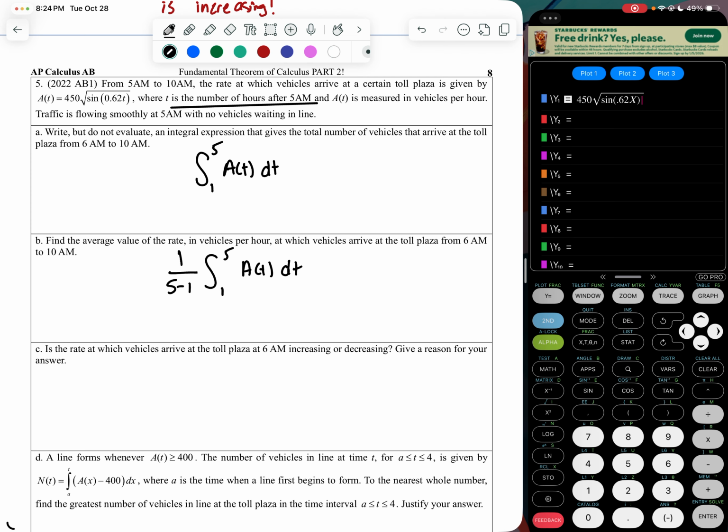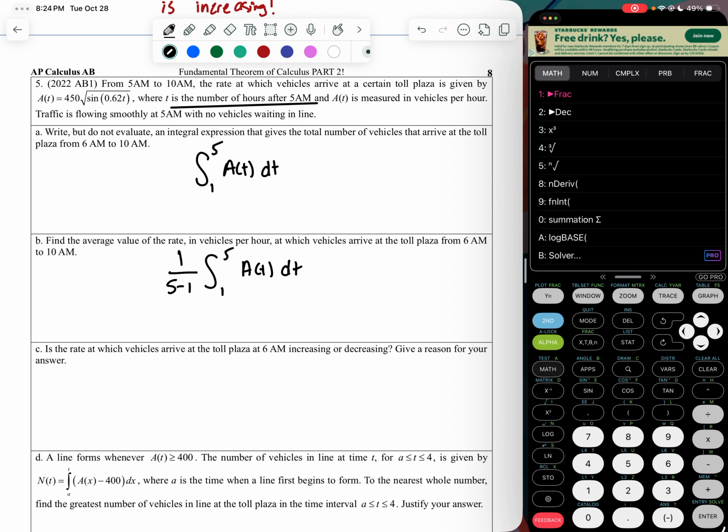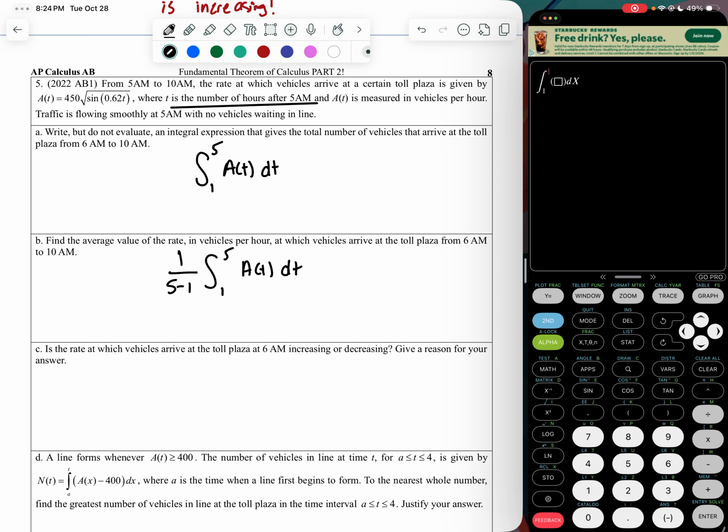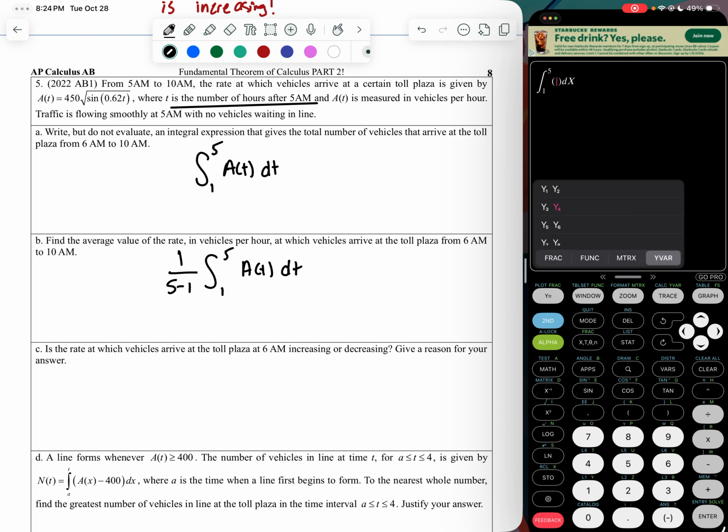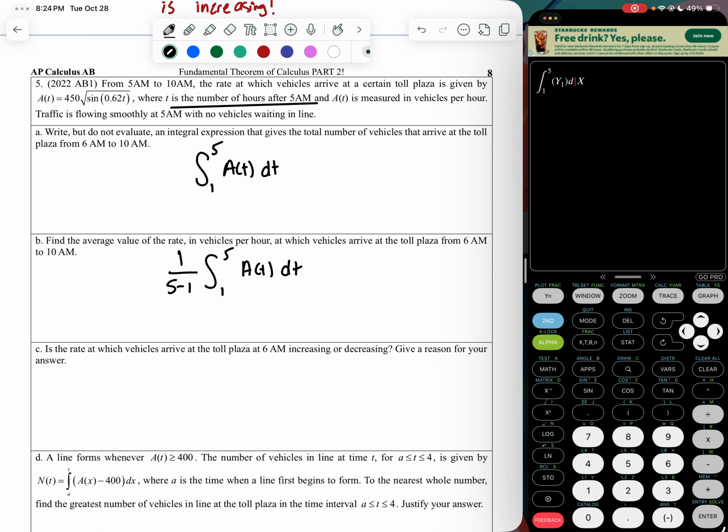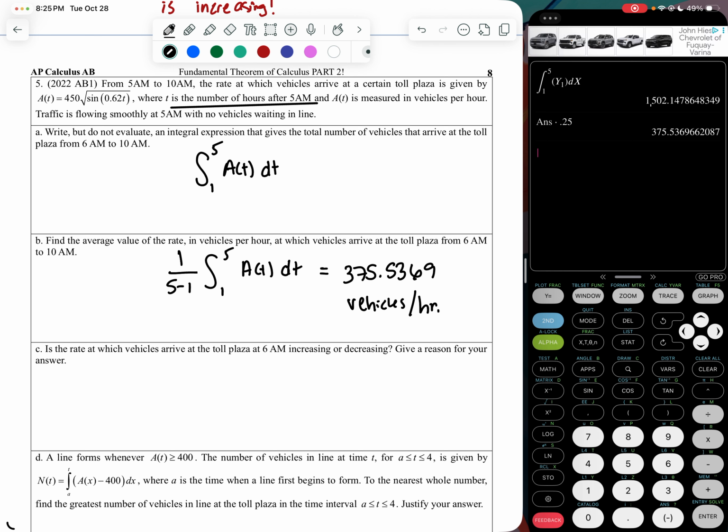So we are going to use the numerical integral, from 1 to 5, of y1, and then we are going to do 1/4 at the end, times 0.25. So that gives us 375.5369 vehicles per hour. Now, do you need to include the units? No, because they've already given you the units. But it's there just so that you know and understand that we're not using the average rate of change.